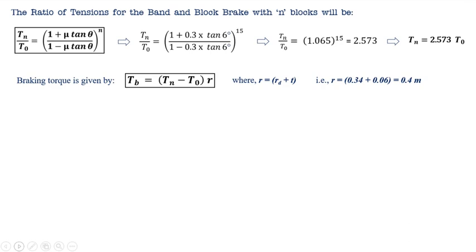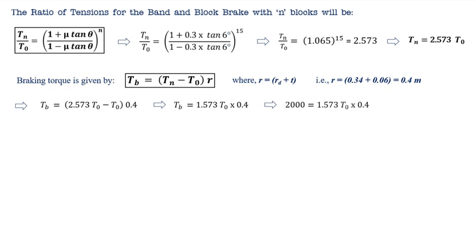Now substituting the values of braking torque and radius of the band, we have Tb is equal to (2.573 T0 minus T0) into 0.4. Tn is taken from this equation. This will give us Tb is equal to 1.573 T0 into 0.4, and now substituting the value of Tb, we have 2000 is equal to 1.573 T0 into 0.4. This will give us T0 is equal to 3178.6 Newton.